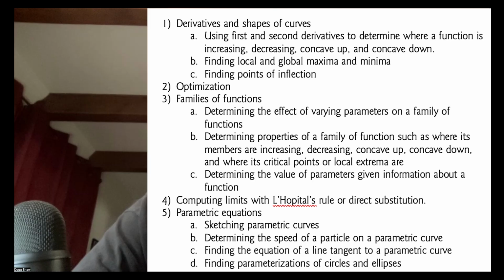Then we talked about computing limits with L'Hopital's rule, or just directly substituting, when can you and when can't you. And then we talked about parametric equations, sketching the parametric curves. Again, that's more of a calculator thing, determining the speed of a particle on a parametric curve, finding the equation of a line tangent to a parametric curve. And then we kind of got into circles and ellipses specifically there.